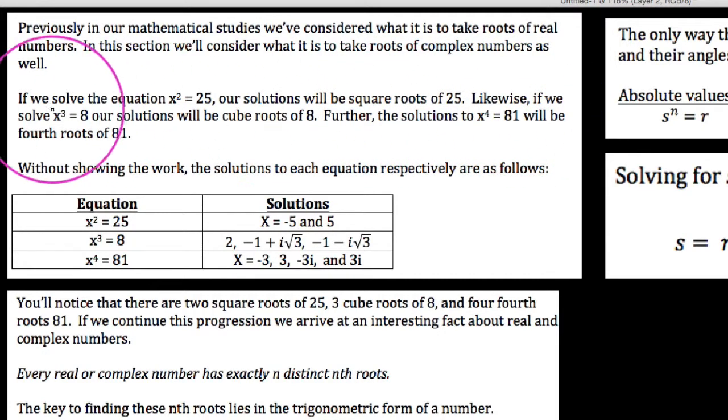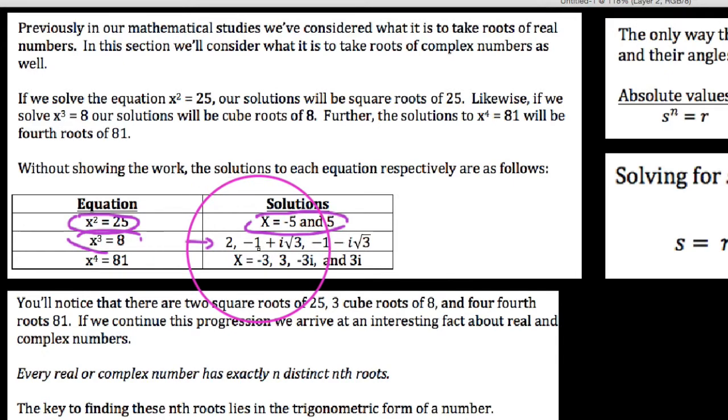Likewise, if we solve x cubed equals 8, our solutions will be a cube root of 8. Furthermore, if we took the fourth root of both sides of this, we would have fourth roots of 81. The interesting thing is this, without showing my work, I can show you this. Here are the solutions to all of my equations here, and you'll notice that when I had to take a square root, a second root, I got 2 answers here. But when I take a cube root, I've actually gotten 3 answers.